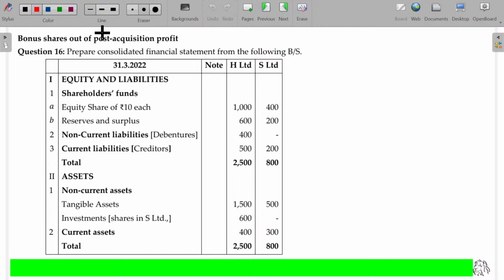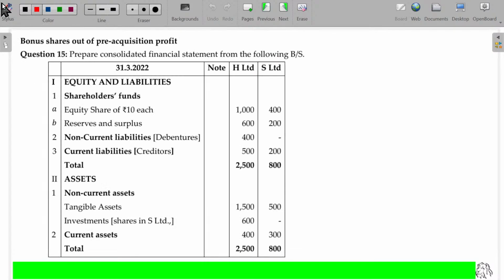Bonus shares out of pre-acquisition profit. If the bonus share is given out of pre-acquisition profit, no problem, because whether given or not, it's a part of cost of control, net worth only. Net worth remains the same. Whether you give it or not, net worth remains the same. Then goodwill or capital reserve also remains the same.